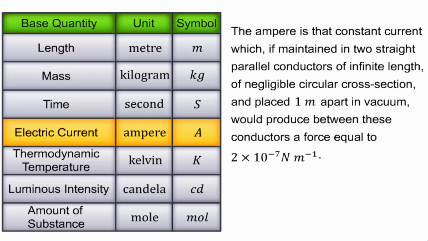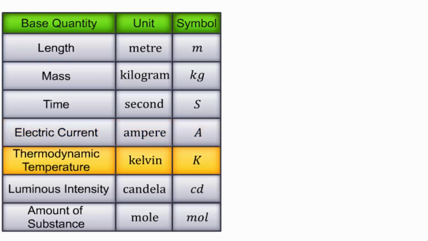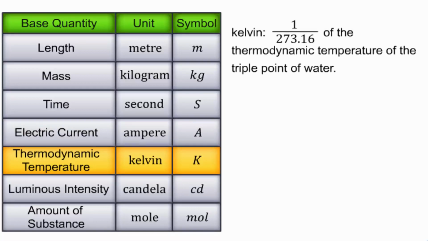Thermodynamic temperature is measured in Kelvin, denoted by the capital letter K. A Kelvin is a fraction 1/273.16 of the thermodynamic temperature of the triple point of water.